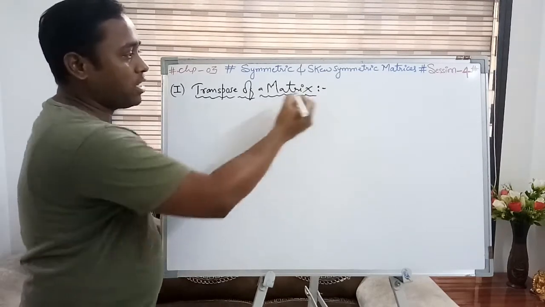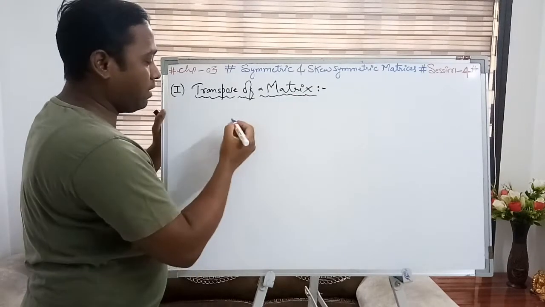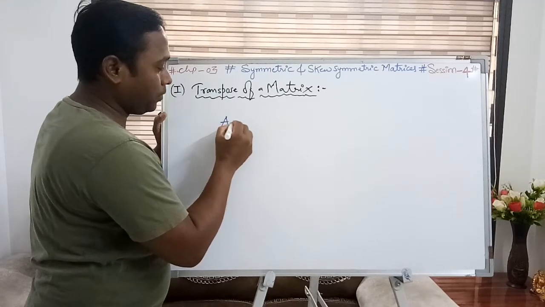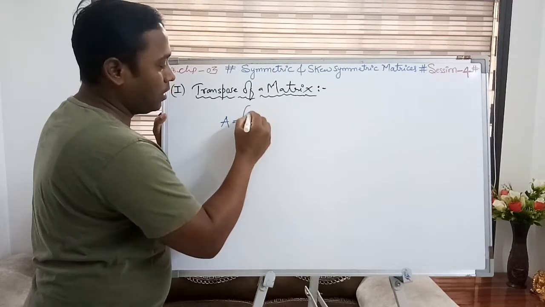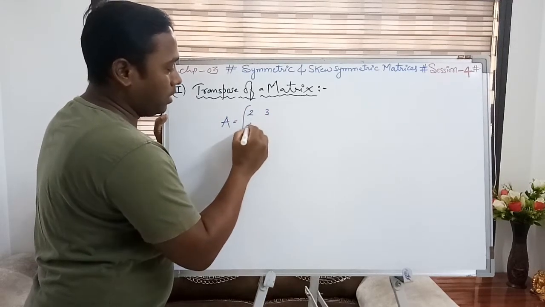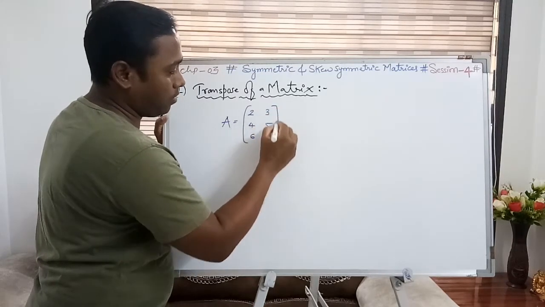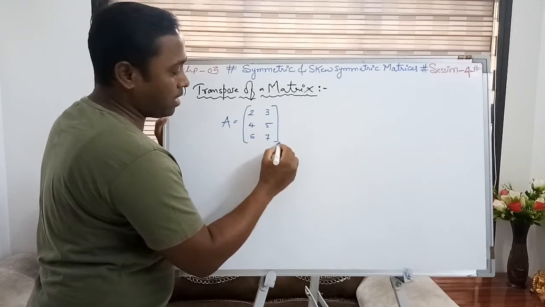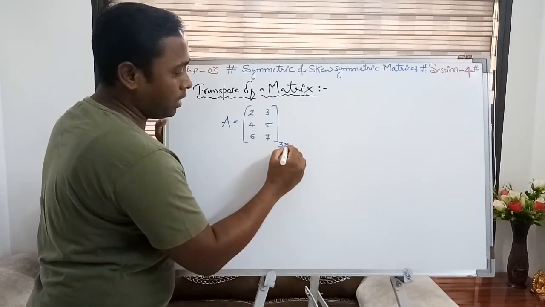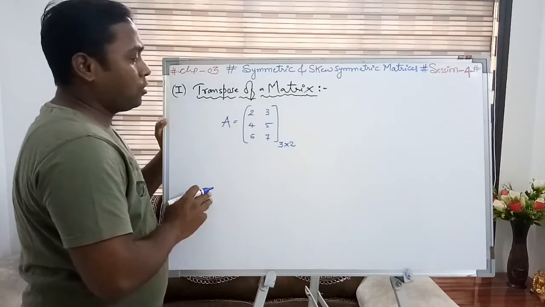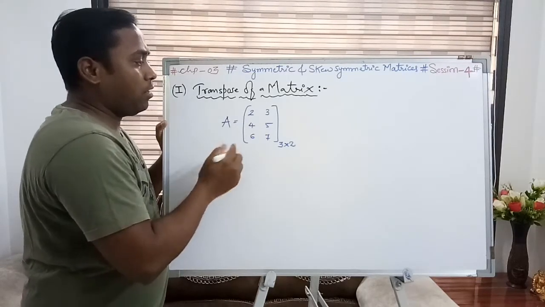What is meant by transpose of a matrix? First, I will take randomly one matrix. Now I can write the order of this matrix as 3 rows and 2 columns.